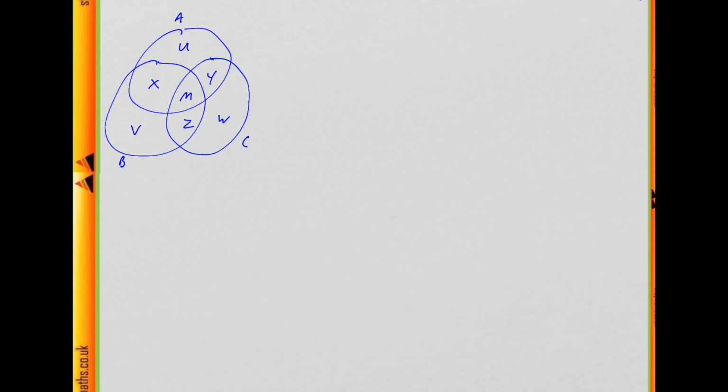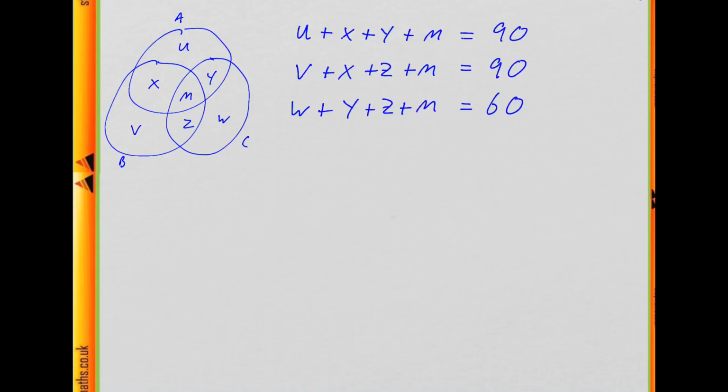So let's write down the information we were given in terms of the letters I put in this picture. So first of all, we were told the size of A was 90, and A is U, X, Y and M. So if we add all of those together we get 90. Likewise for B we have V, X, Z and M, adding to 90. For C we have W, Y, Z and M, that makes 60.